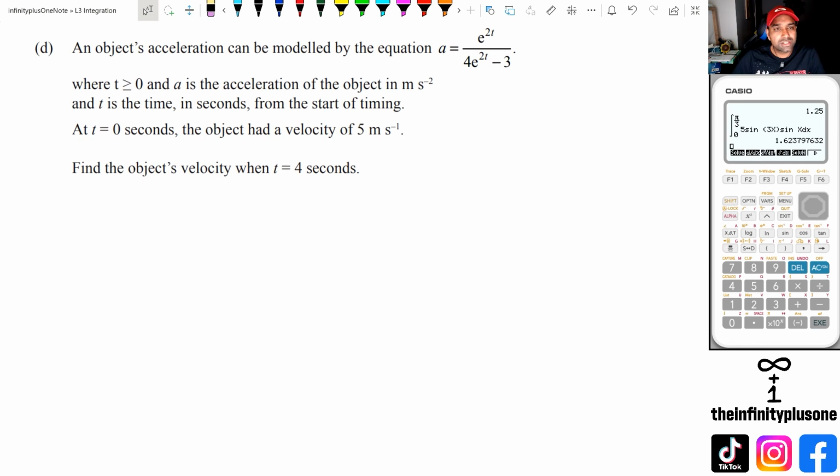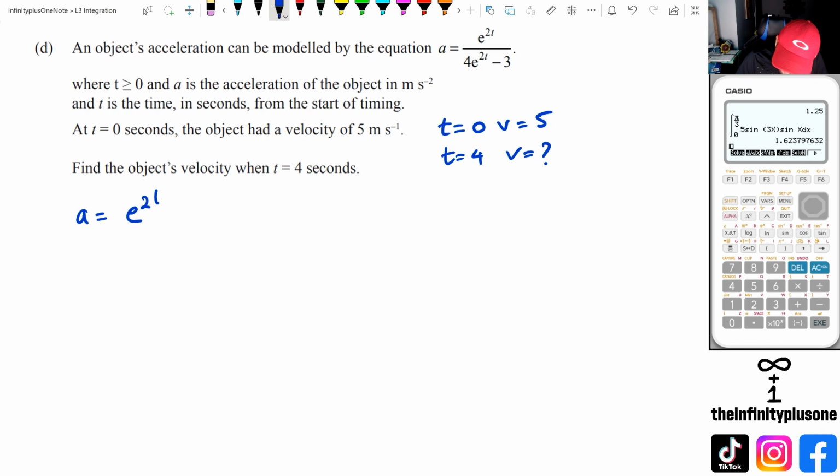So we've got acceleration, and at t equals 0 the object has a velocity of 5. Okay, so this is just a nice straightforward question, because we've got t equals 0, velocity is 5, and the question's asking when t is 4, what is the velocity? So we have to integrate acceleration to get to velocity. So acceleration equals e to the power of 2t divided by 4e to the 2t minus 3. So velocity is the integration of this.